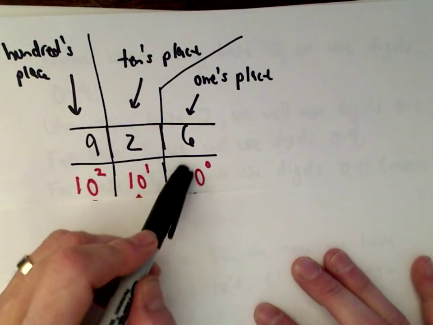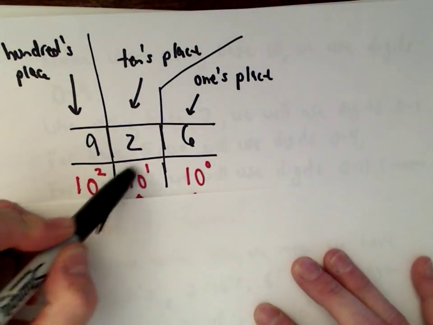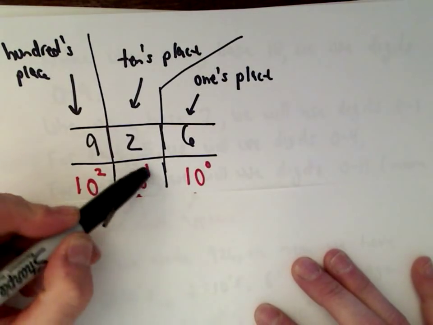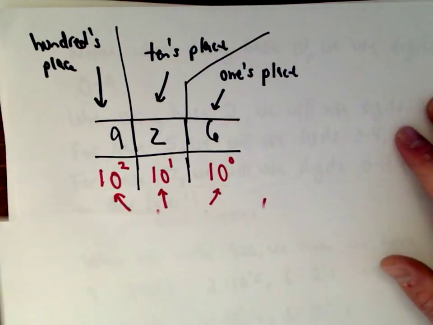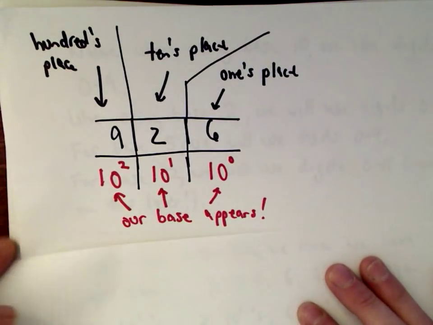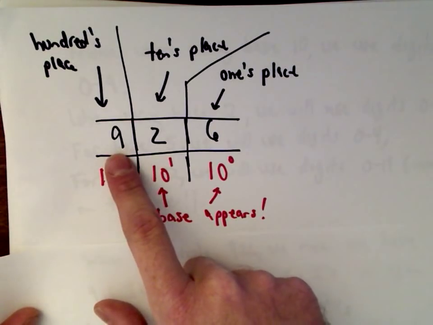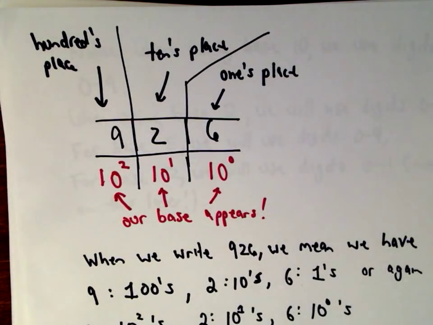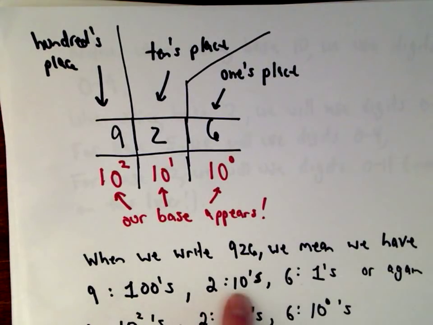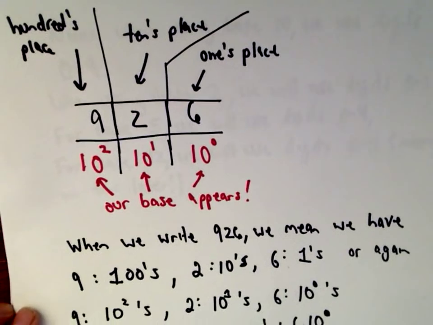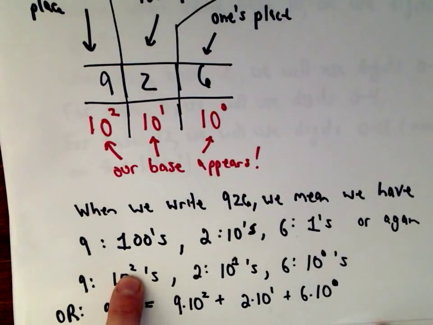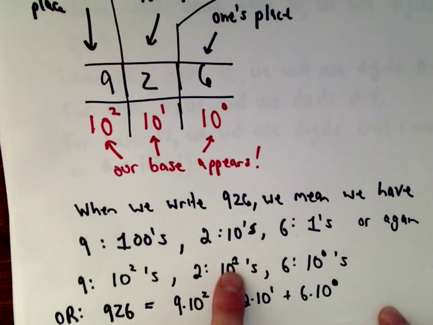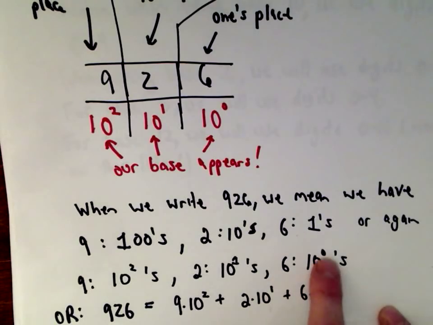The columns are going to represent the base raised to the exponent of 0, the base raised to the exponent of 1, the base raised to the exponent of 2, etc., the base raised to the exponent of 3 if you have a larger number. So again, our base is appearing here. That's what I'm trying to point out. And what I said a second ago, I want to say again. The number 926, what does that mean? It means we have 9 hundreds, 2 tens, and 6 ones, or writing this using our base, we have 9 of our base 10 to the power of 2, 2 of our base 10 to the power of 1, and 6 of our base 10 to the power of 0.